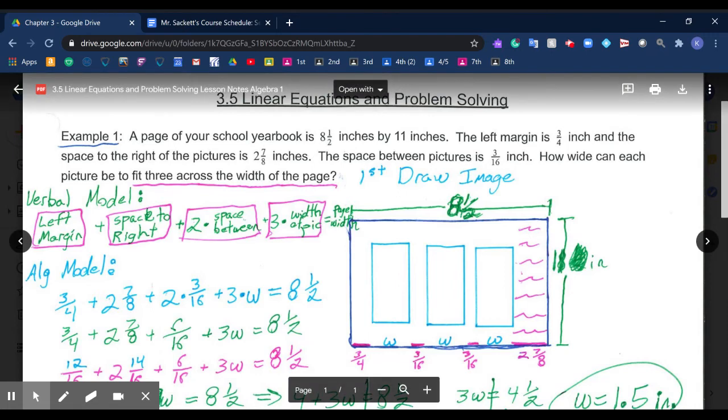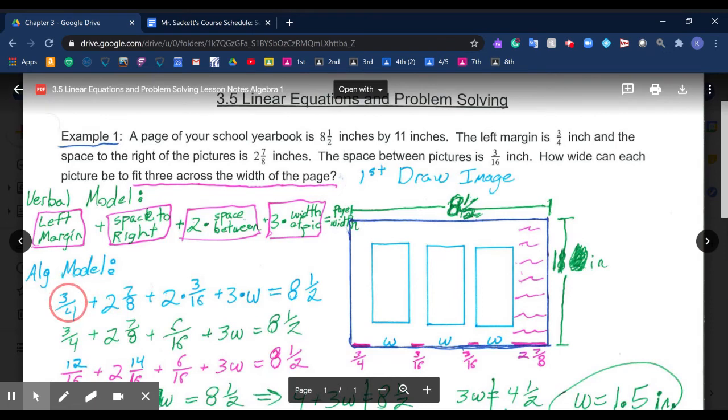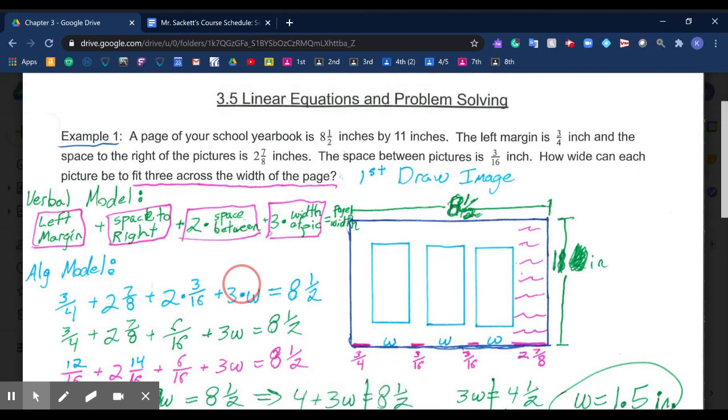So my verbal model would be the left margin plus the space on the right plus 2 times the space in between the pictures plus 3 times the width of the picture would all add up to equal my overall page width. So 3/4 plus 2 7/8 plus 2 times 3/16 plus 3 times our variable W would equal the 8.5 inches.